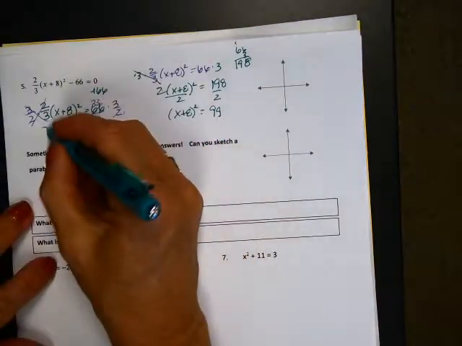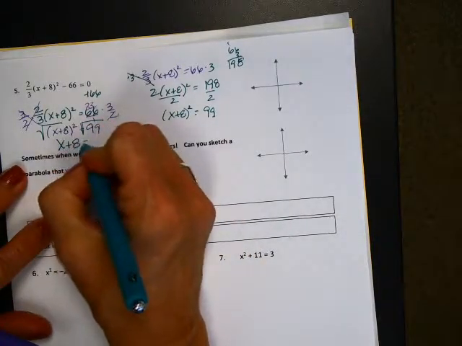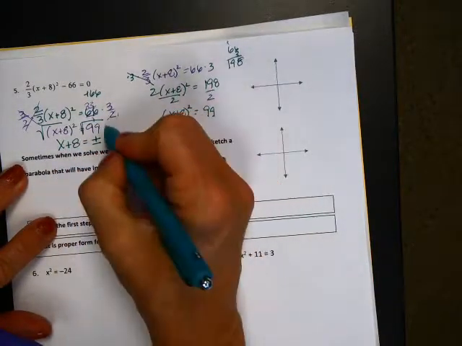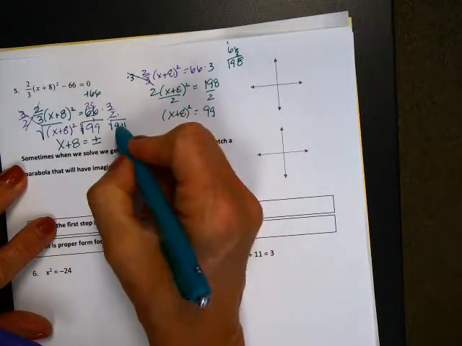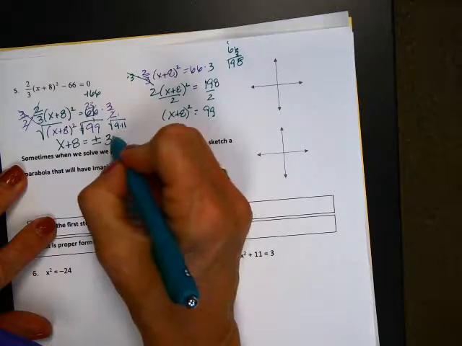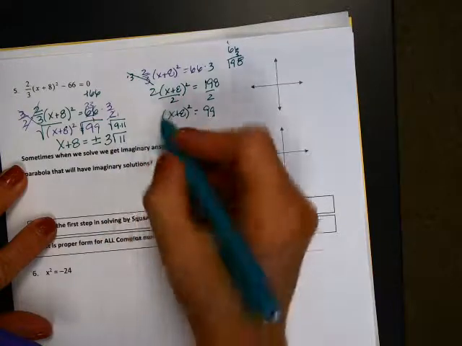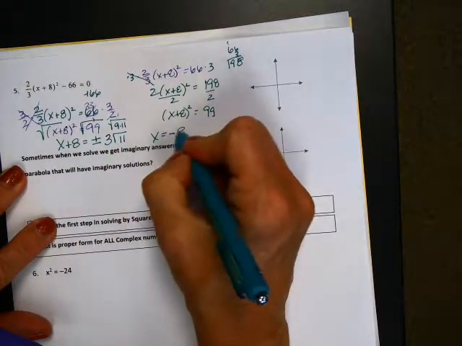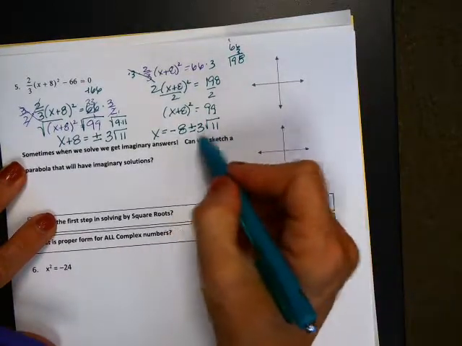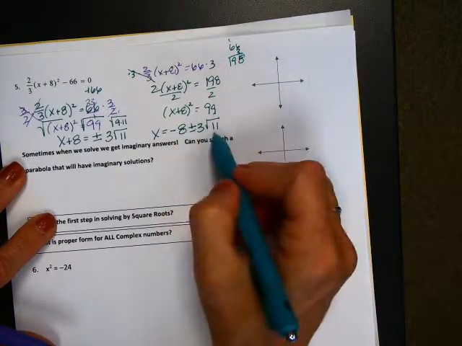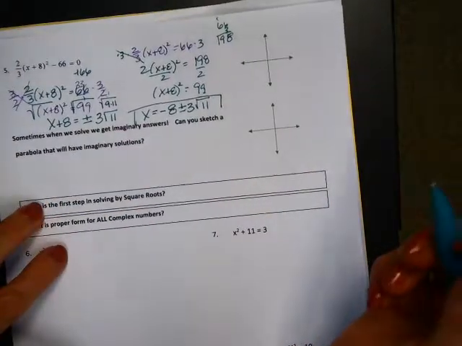And then you square root, and x plus 8 equals plus or minus the square root of 99. That would be 9 times 11. The square root of 9 is 3 times the square root of 11. We're not done because I have the 8 over here, so move it over by subtracting: negative 8 plus or minus 3 square root of 11. Again, you cannot combine these because this has a square root of 11, this one doesn't. So there's your answer. We're not going to graph it.